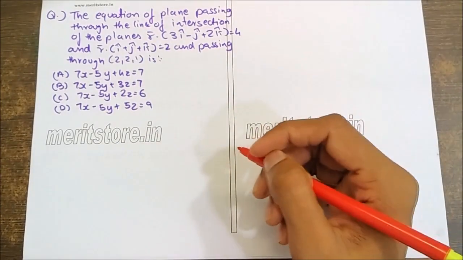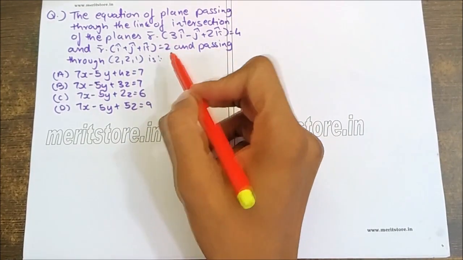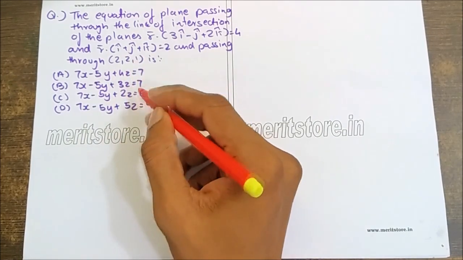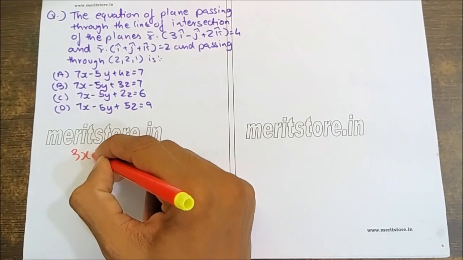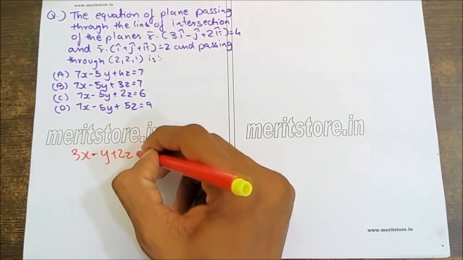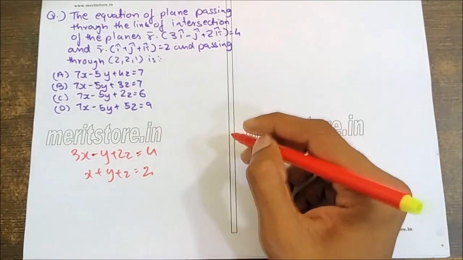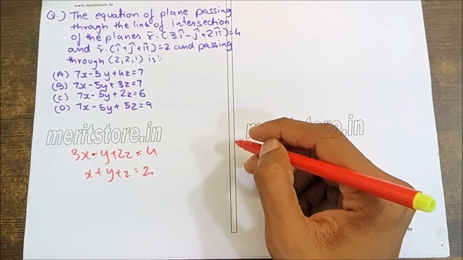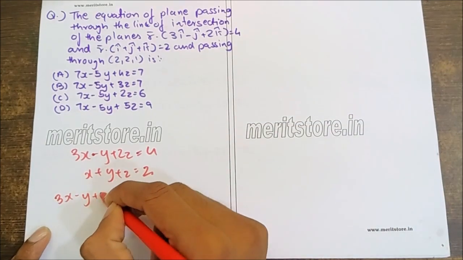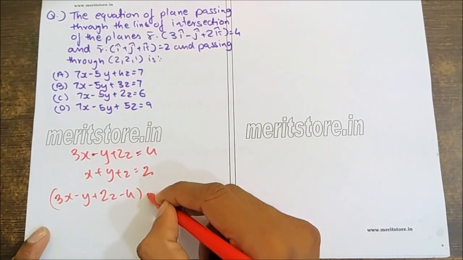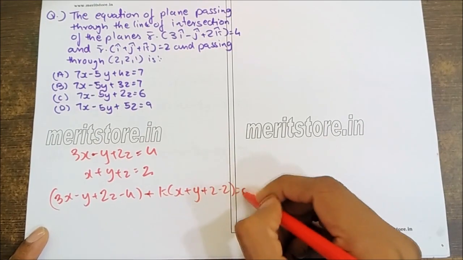The equation of the plane passing through the line of intersection of the planes is given, and it is passing through (2, 2, 1). We are given 4 options over here. The given planes are 3x minus y plus 2z is equal to 4 and x plus y plus z is equal to 2. The equation of any plane through the line of intersection of the given planes is 3x minus y plus 2z minus 4 plus k(x plus y plus z minus 2) equal to 0.